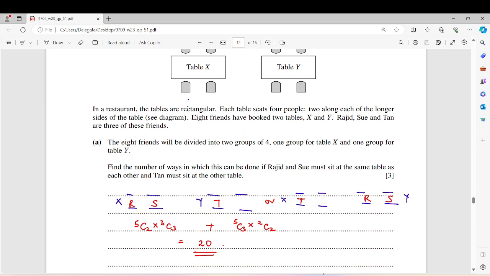So you look at where Rajid and Sue are at table X, meaning Tan was on the other side. In the remaining 5, we need to choose 2 to occupy X, and the other 3 will occupy Y. Where we have Tan on table X, it means Sue and Rajid would be on the other table Y. So how can we have the other 3 come and join Tan? It is 5 combination 3, and the other 2 will join Y, and then you add them.